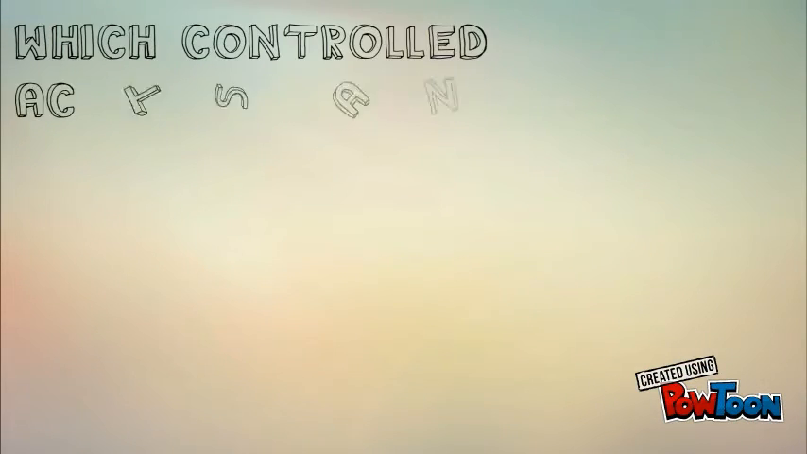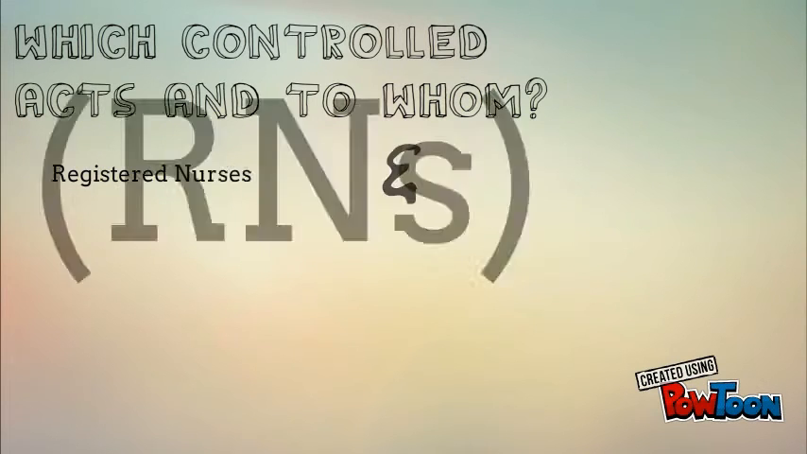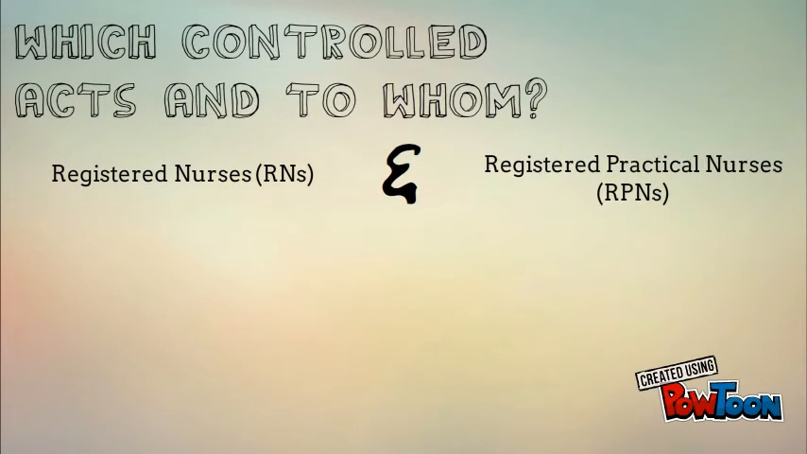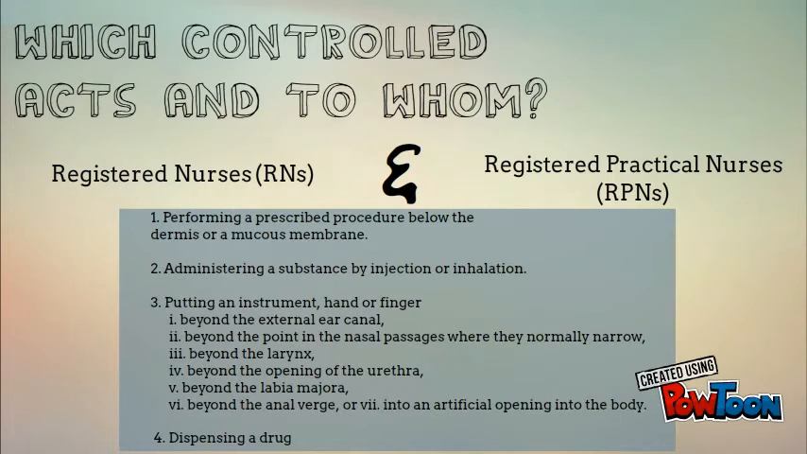Which controlled acts can be done and to whom? Both registered nurses and registered practical nurses are authorized to perform procedures below the dermis or mucous membrane, administer a substance by injection or inhalation, put an instrument, hand or finger beyond the ear canal, nasal passages, urethra, labia majora, and dispense a drug.